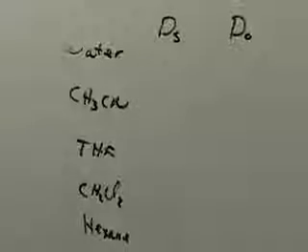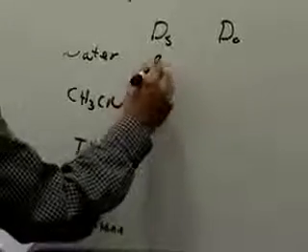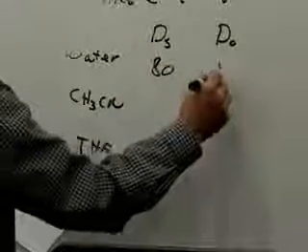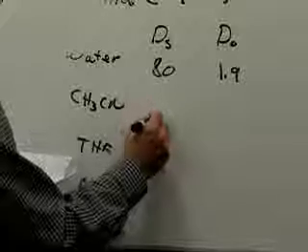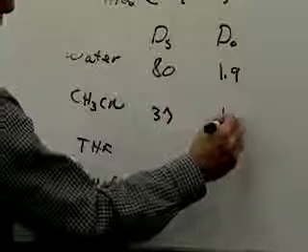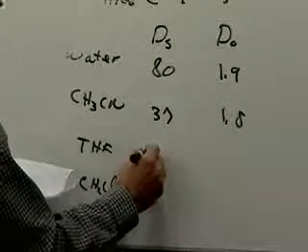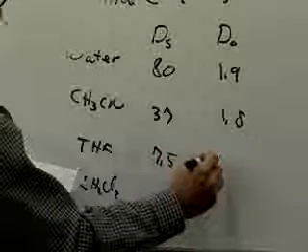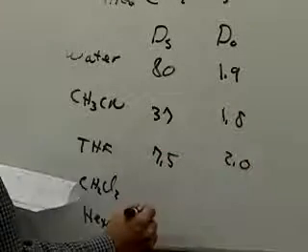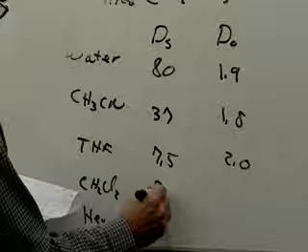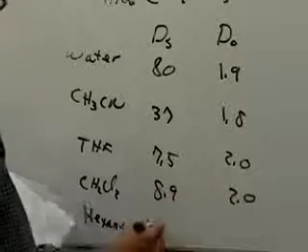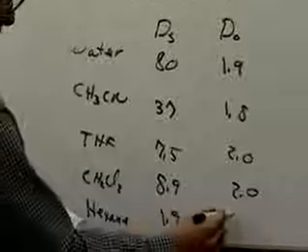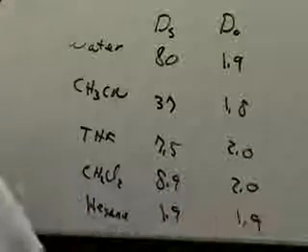Okay. For water, the static dielectric constant is about 80, and the high-frequency one is about 1.9. For acetonitrile, it's about 37 and about 1.8. For THF, it's about 7.5 and about 2.0. For dichloromethane, it's 8.9 and 2.0. And for hexane, it's 1.9 and 1.9.